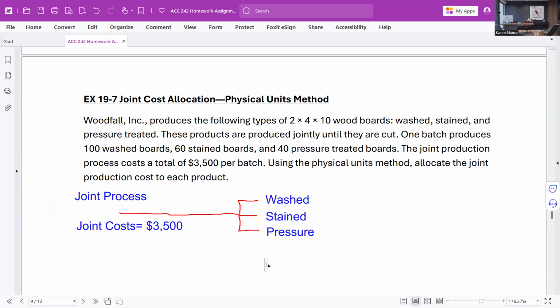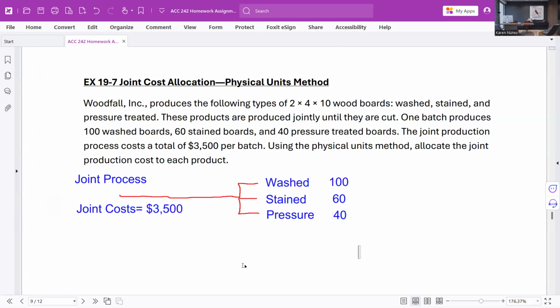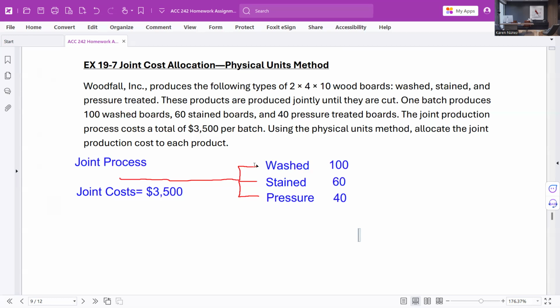And until we get to this split off point, we don't have any separable products. But it's when we get to the split off point that we have these three products. And what we end up with is 100 of the washed boards, 60 of the stain boards, and 40 of the pressure boards. That's what the joint process gives us, right? That's the quantity or the number of boards.